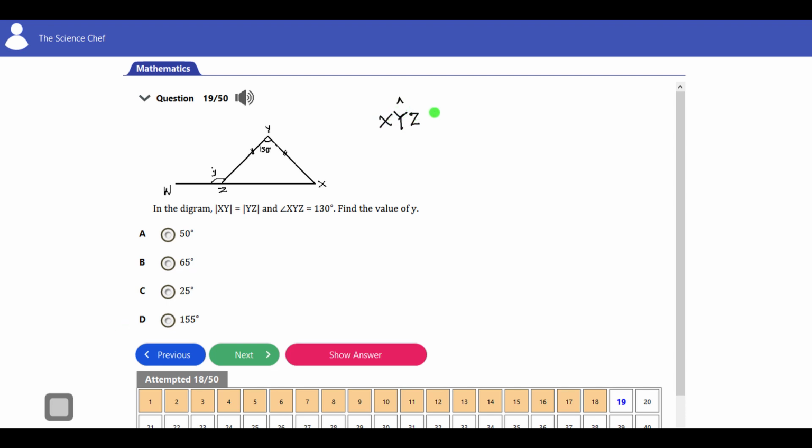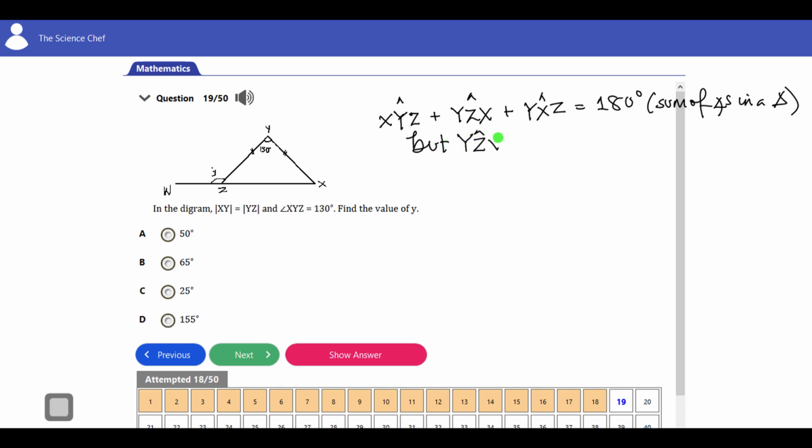xyz plus yzx plus yxz equal to 180 degrees. That's sum of angles in a triangle, right? Then you could say that yzx equals yxz, right? Why is that so? Base angles of an isosceles triangle, right?